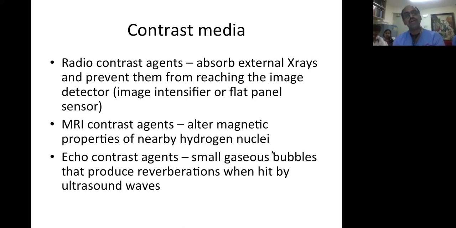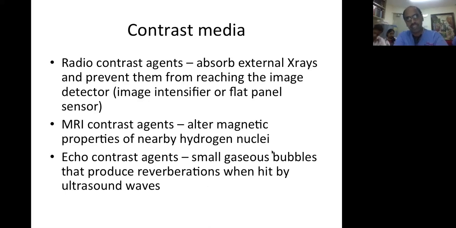So radiographic contrast agents are agents that are injected into the cardiovascular system, either in heart chambers or in the blood vessels, which contain a high molecular weight halogen, iodine, and that has a peculiar property of absorbing the external X-rays and preventing them from reaching the imaging detector.